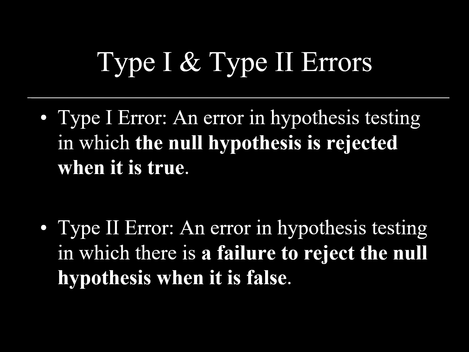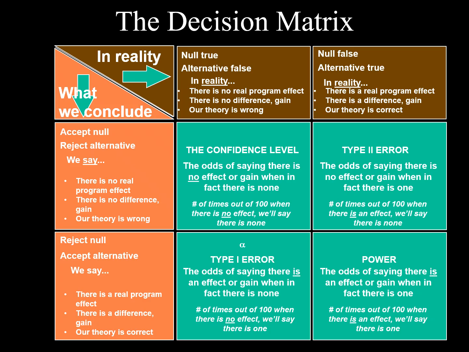The type 2 error is one that we probably make a lot more often. It's an error in hypothesis testing in which there is a failure to reject the null hypothesis when it's false. In other words, we basically say we didn't find anything. It's not statistically significant. But the reality is actually it was. So again, we don't know, at least from a single study, whether we're making a type 1 or type 2 error. This is more hypothetical. This is kind of the framework we use to conceptualize how we're testing hypotheses.